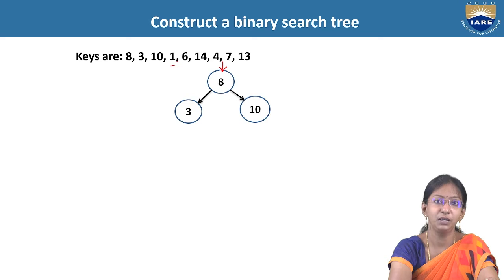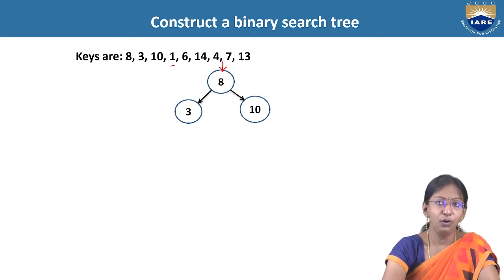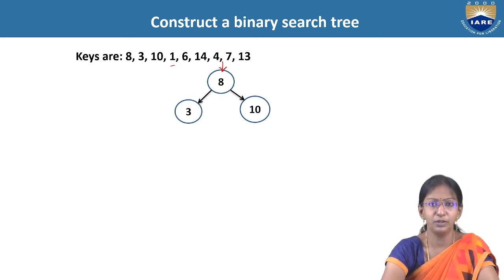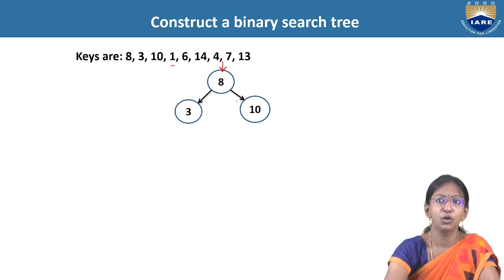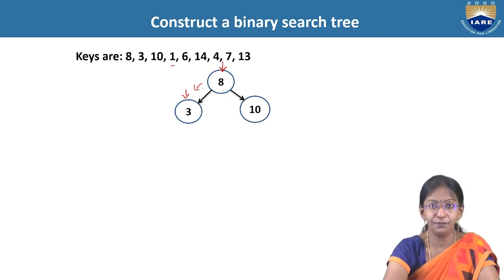Next comes the value 1. Again, start from the root. The value 1, the value which you want to insert, is less than the root. So travel towards the left. In the left, vacancy is not there. You have an element 3, right? So compare 1 with 3. As the value 1 is still less than the node which you have, it should be present in the left subtree of 3.